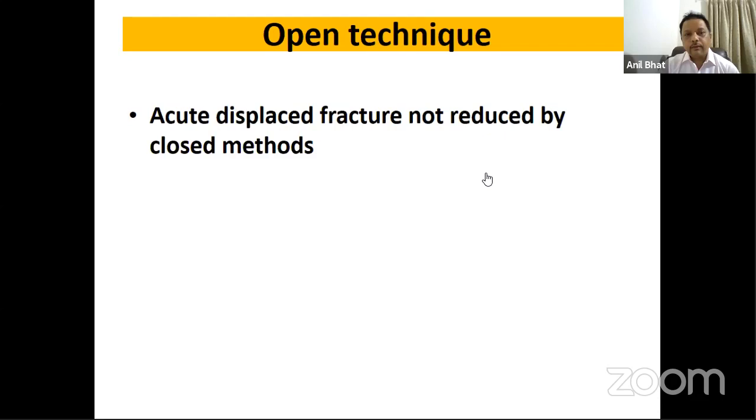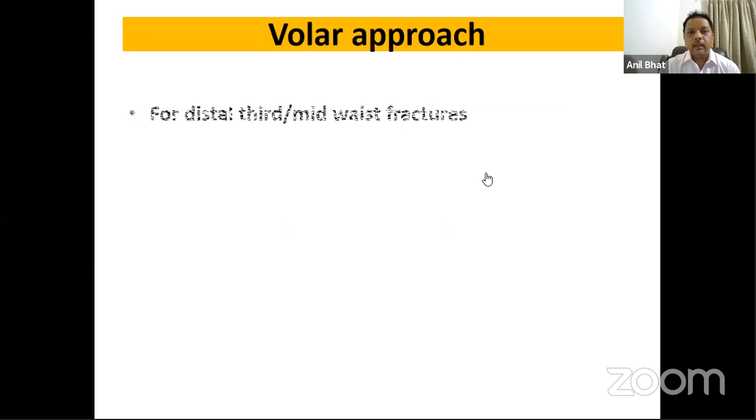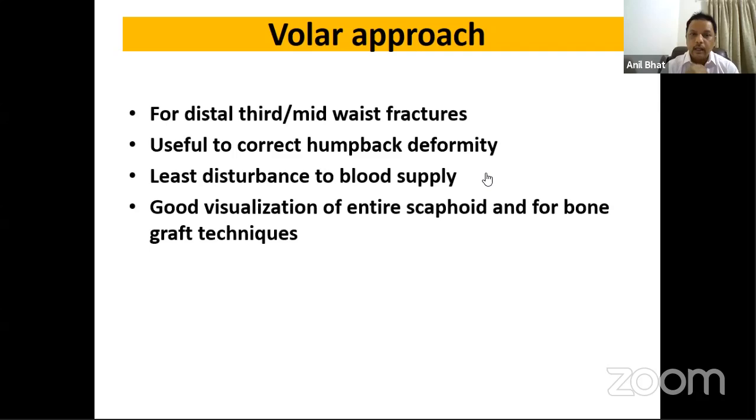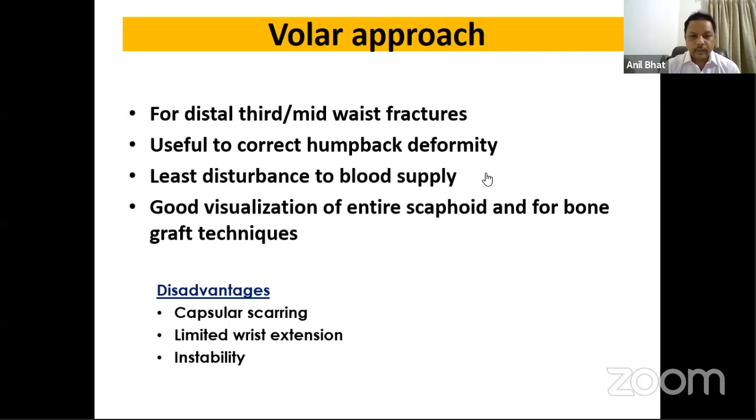Open technique. When acute displaced fractures are not reduced by closed methods, or you have comminution, then for distal and waist fractures, and especially it's useful to correct the humpback deformity. It causes the least disturbance to blood supply because most of the blood supply comes from the dorsal side. It will give you good visualization, but then you need to cut through the capsule, so there might be some amount of stiffness. And this is the way, I'm sure all of you know how to do it.